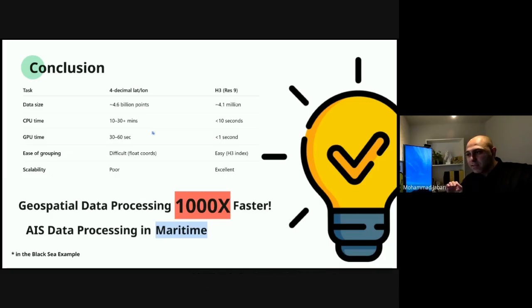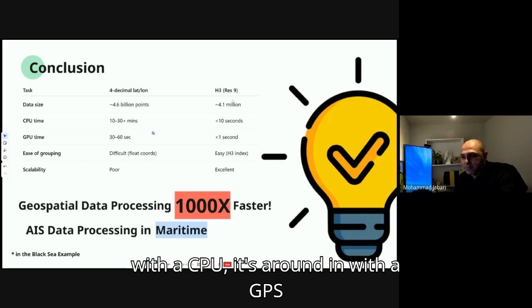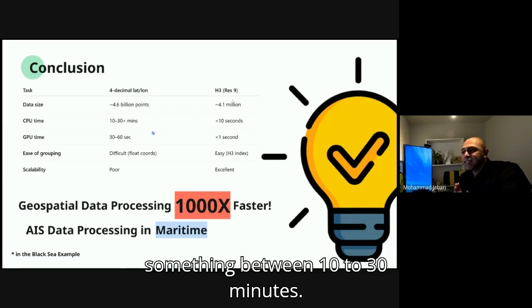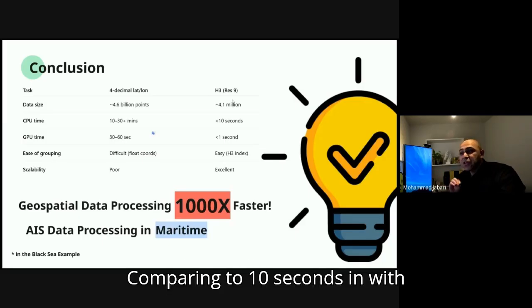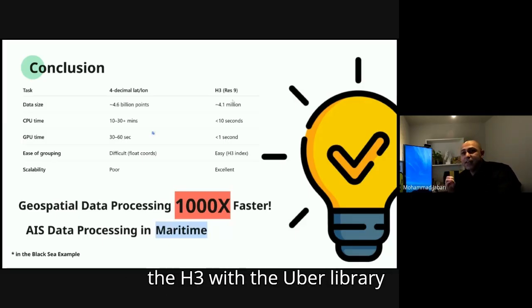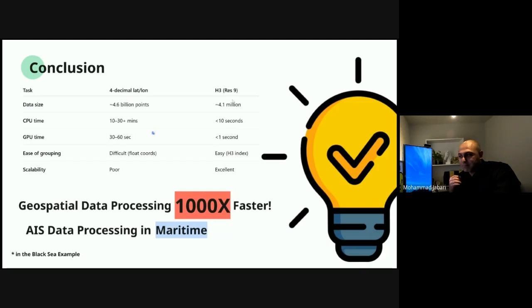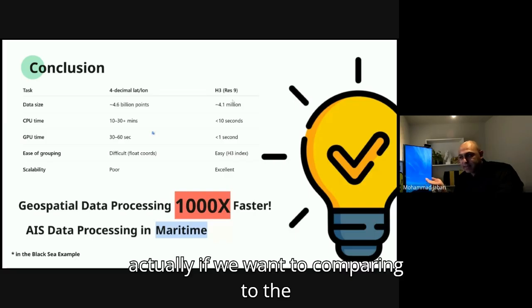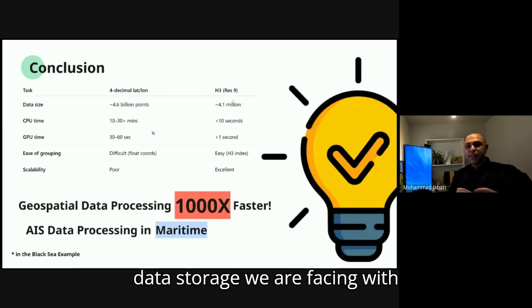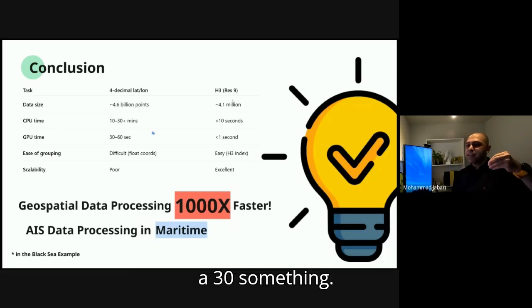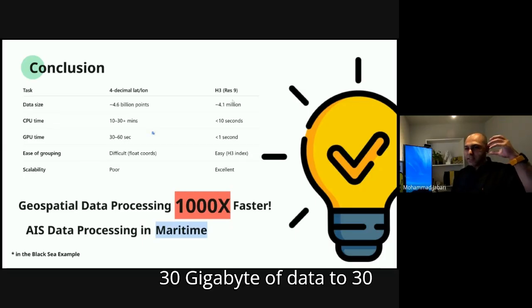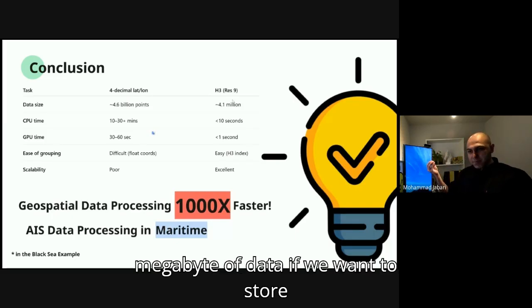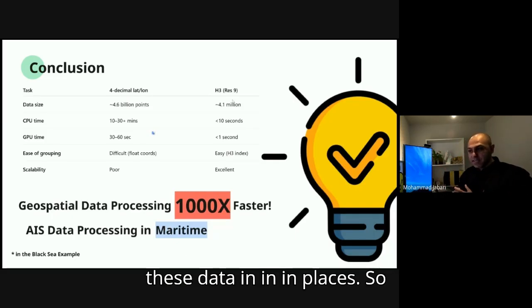4 million. If we want to calculate this data with a CPU, it's around, with the GPS data, I mean latitude longitude, something between 10 to 30 minutes, compared to 10 seconds with H3 with the Uber library. In the case of the GPU, it's really significant, comparing 1 minute to less than 1 second. And if we compare the data storage, we are facing 30 gigabytes of data to 30 megabytes of data if we want to store this data in places.